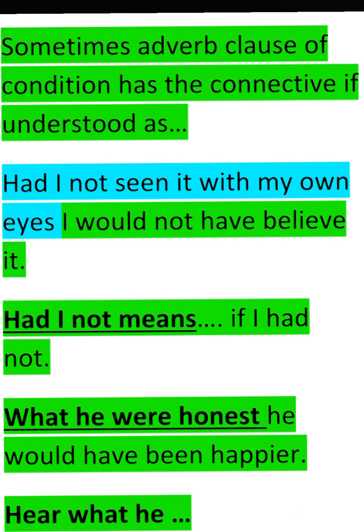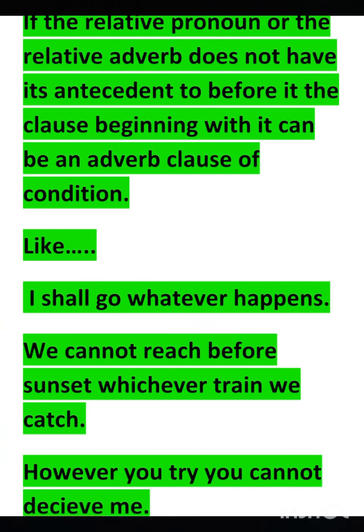Had I not here means if, okay, means if I had not. And were he more honest, he would have been happier. Okay, were he here means if he were, कि अगर वो होता, he would have been happier, तो और अधिक शायद happier होता.